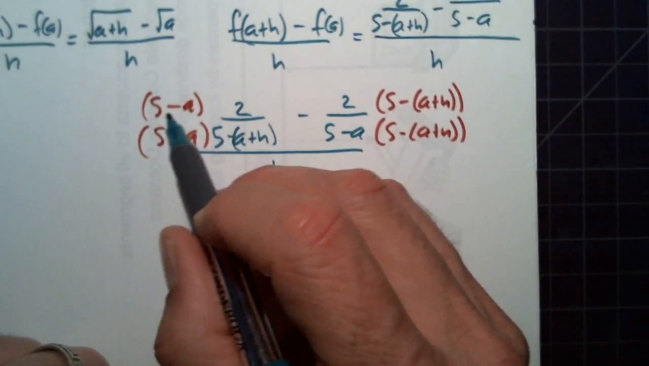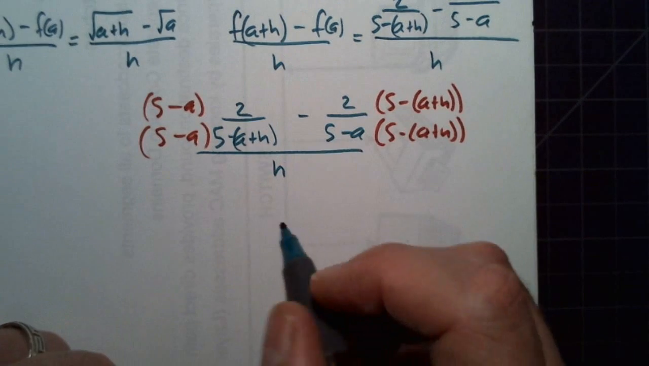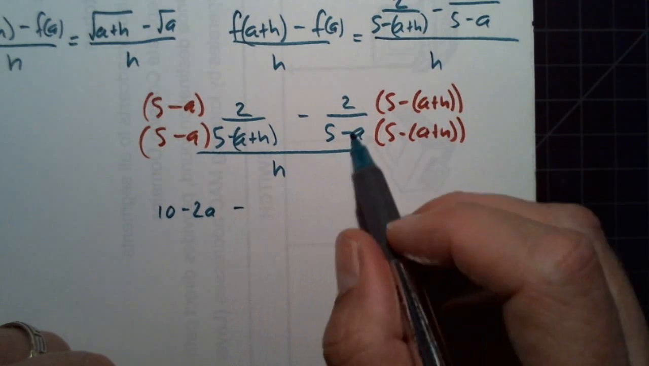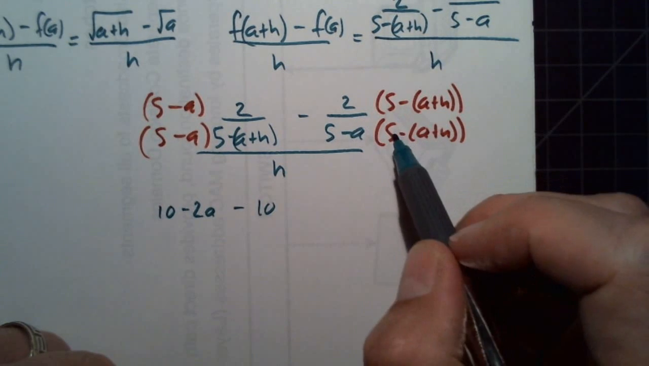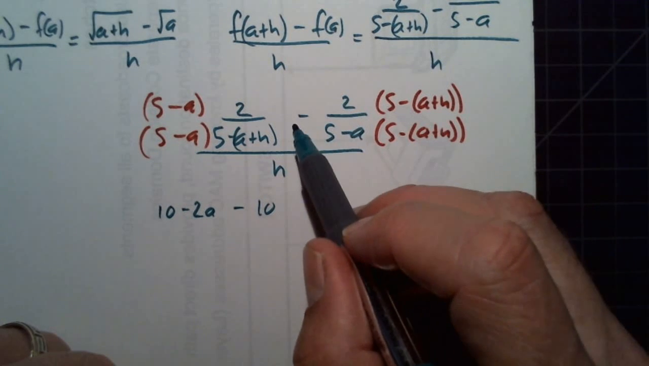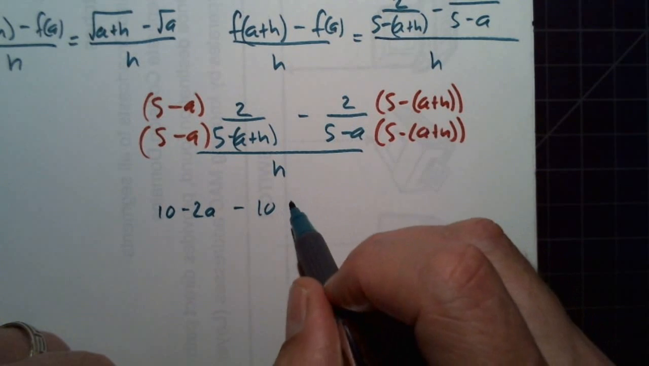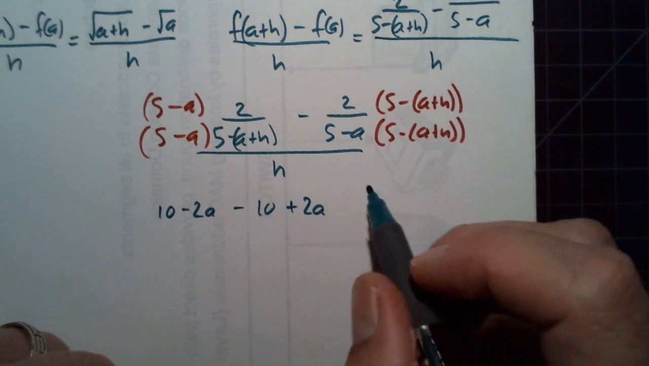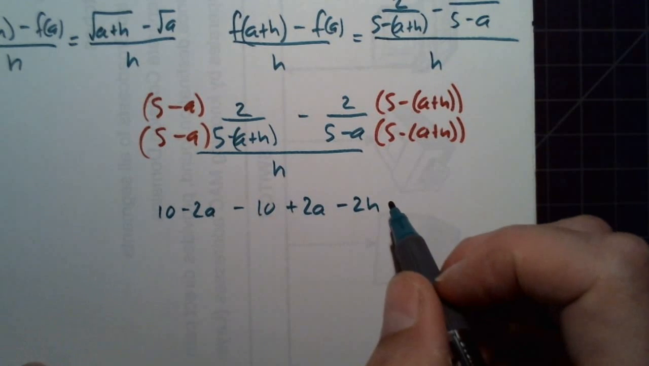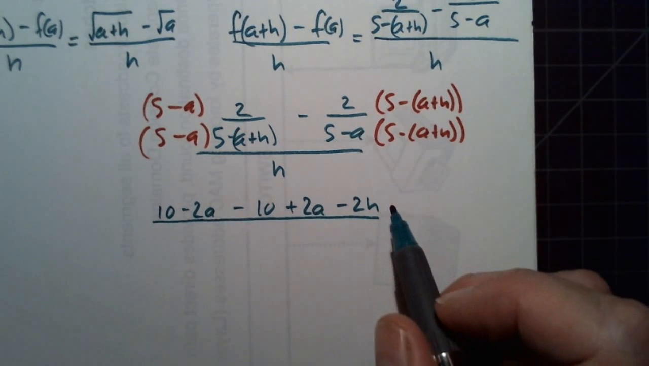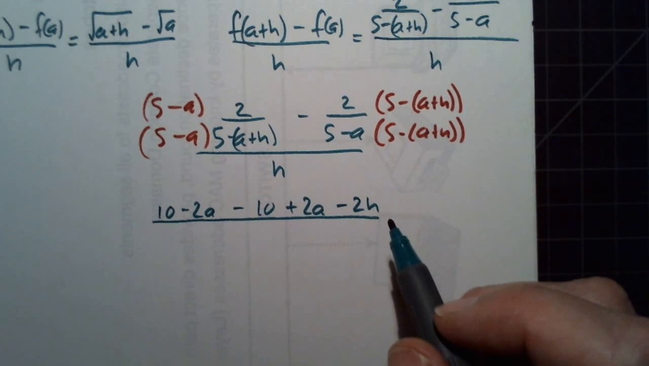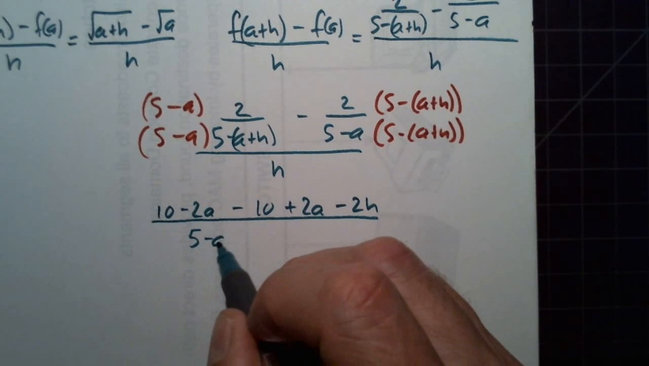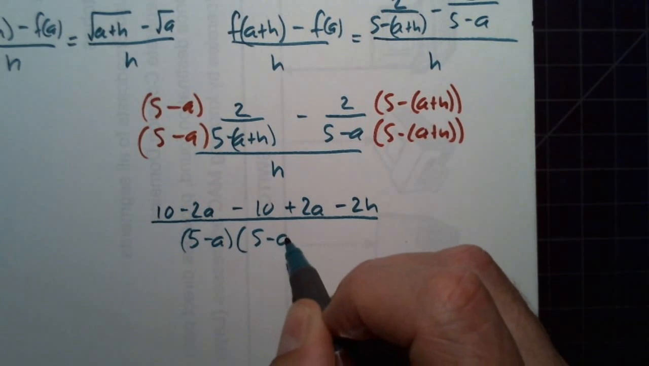And here we have 10 minus 2a there. Over here we're going to have minus, that'll be a 10. This is negative 2 times negative a, that's going to be plus 2a. And we have negative 2 times negative h, negative 2h. And then the denominator is going to be, for now I'll just write 5 minus a, 5 minus a plus h.